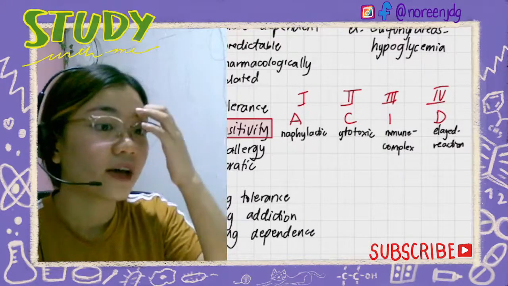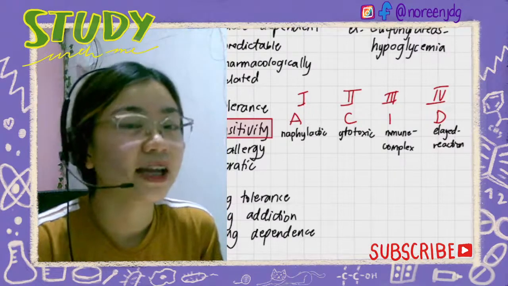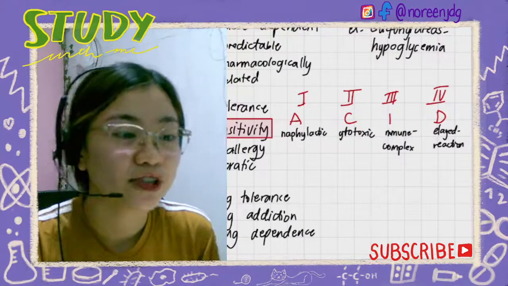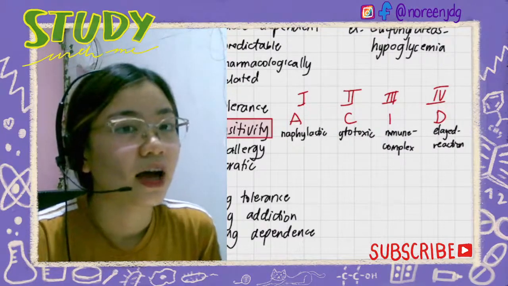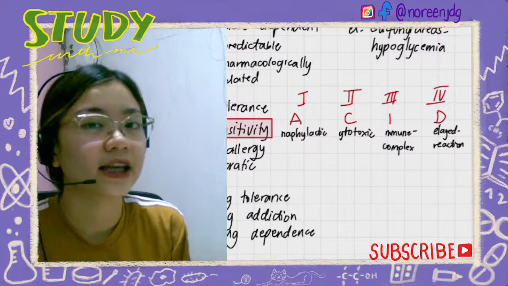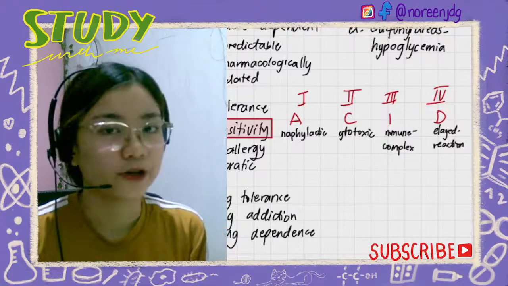And then, we have C for cytotoxic. Pag sinabing cytotoxic is, technically, toxic siya sa cell mo. So, pinapatay niya yung cell mo or it cause aplastic anemia o pagbaba ng mga cells mo. Pag sinabi kasi aplastic anemia, mababa yung RBC, mababa yung WBC, ganon.